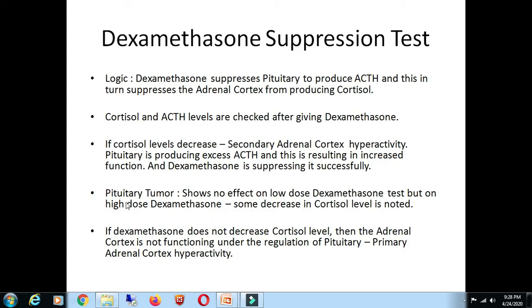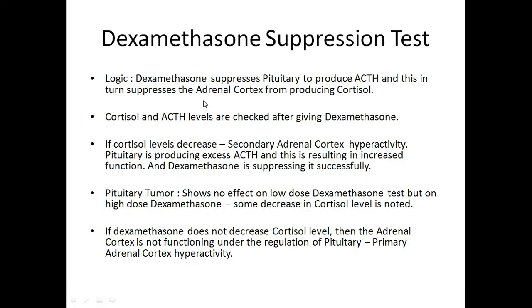Now, if even after giving dexamethasone the cortisol level does not decrease, then we know that the problem is not with the pituitary and the problem is with the adrenal glands. To further substantiate this, if you check the ACTH levels at that time, you will find that the ACTH levels are low, because it is the adrenal cortex which is producing cortisol, and these high levels of cortisol in the blood will reflexively act on the pituitary and decrease the ACTH secretion through a feedback loop. So the question is, how do we do the dexamethasone suppression test?